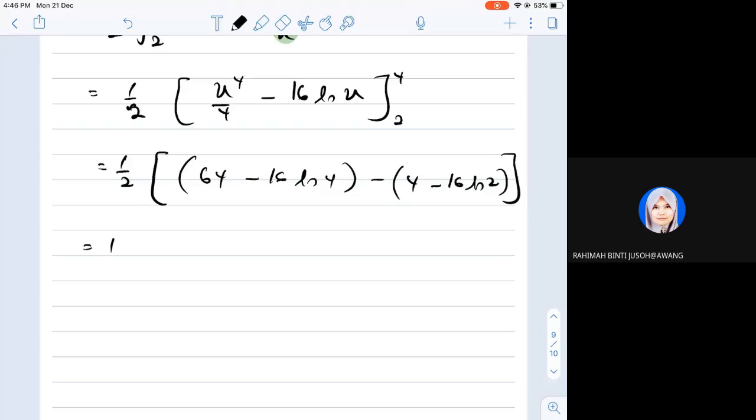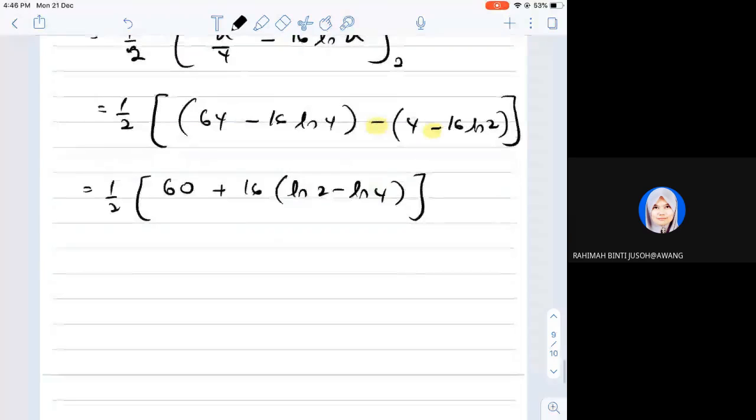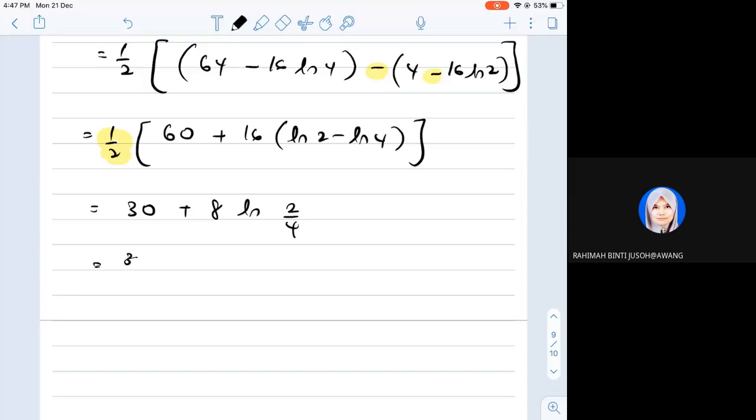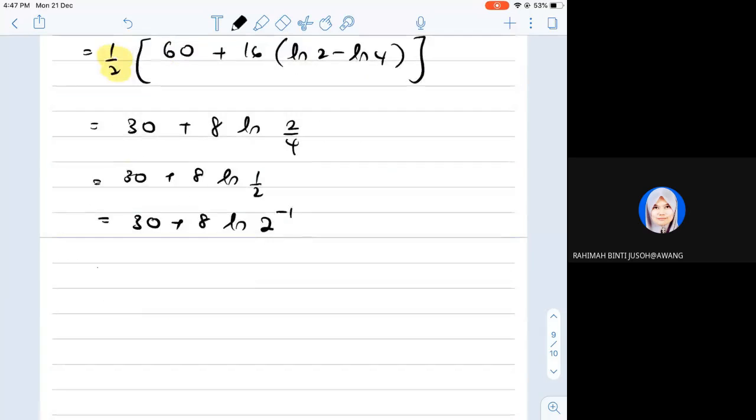So we will have 1 over 2, 64 tolak 4 jadi 60. Kan? 60 tolak, okay, let's say 16. Ni jadi tambah kan? Minus become plus. So ln 2 minus ln 4 lah, like this. So we will have multiply by half. Dan 1 over 2, yes. So saya darab yang ni dulu. 1/2 ni jadi 30 tambah 8, isn't it? Ln 2 divided by 4. Okay, good. So we will have 30 plus 8 ln 1 over 2, or 30 plus 8 ln 2 to the power of negative 1, isn't it? So this is also equals to negative 8 ln 2, like this.